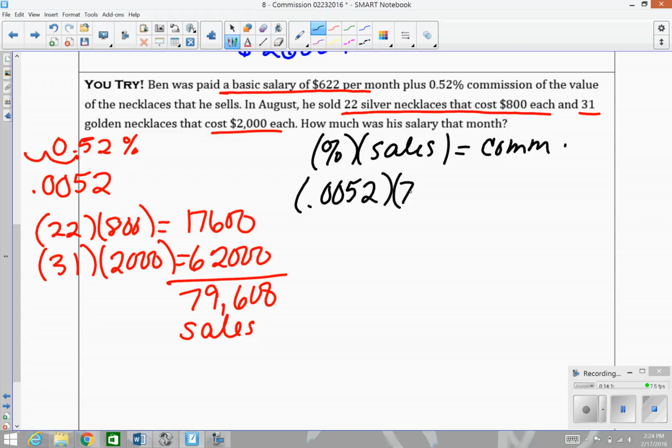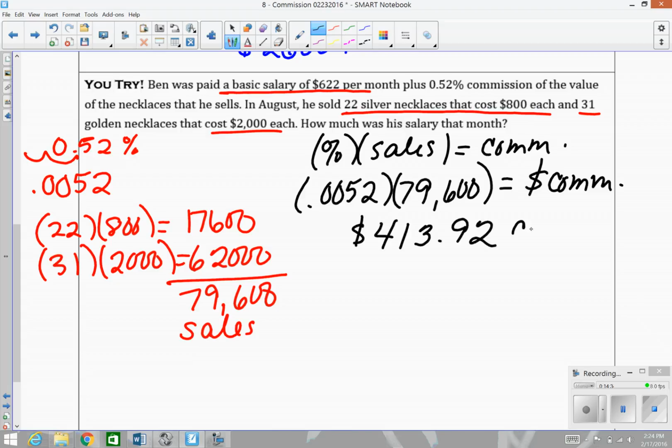0.0052 times 79,600 equals the amount of commission. When you multiply, you should have got $413.92 commission.